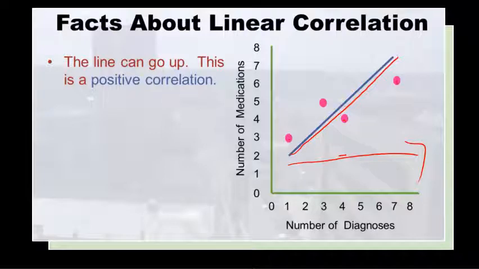Now in this situation, how we would read this is we would say, well, these are the number of medications, these are the number of diagnoses. Remember in our last one, it was, do the number of diagnoses correlate to the number of medications that they take? Well, it looks like in this graph, it's telling us that the more diagnoses the patient has, the more medications they take. So there is a positive correlation there. Okay, so that's how you would interpret that graph.